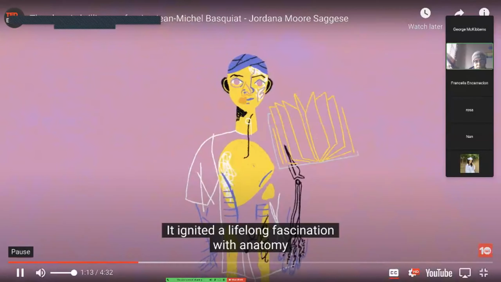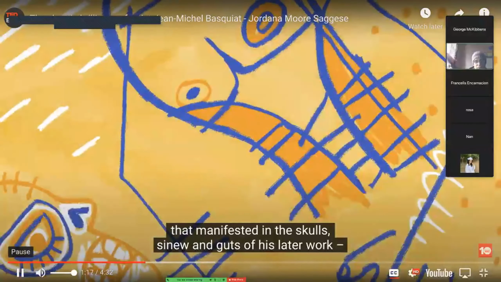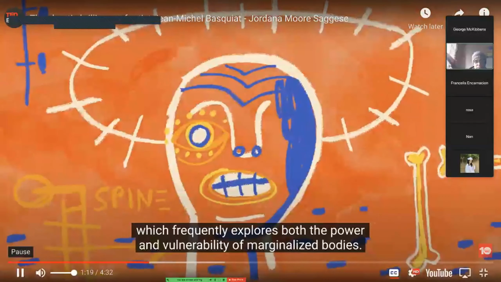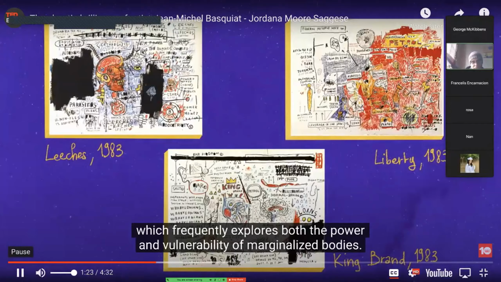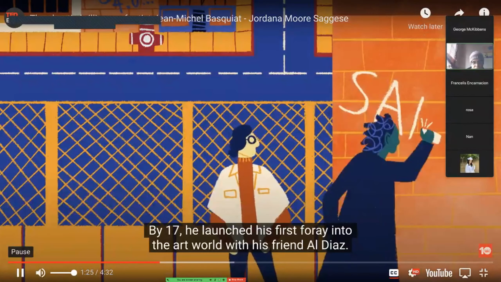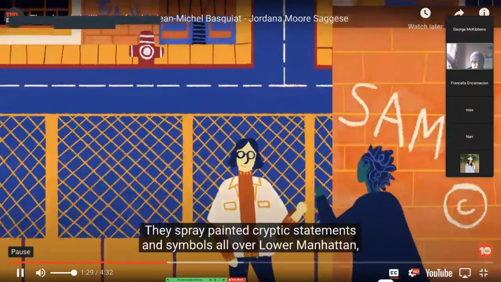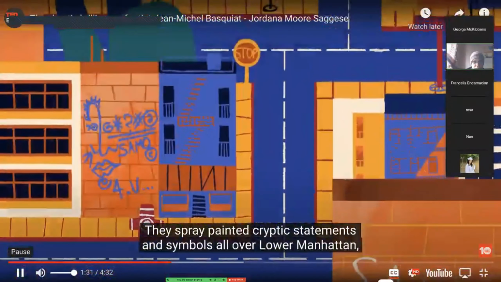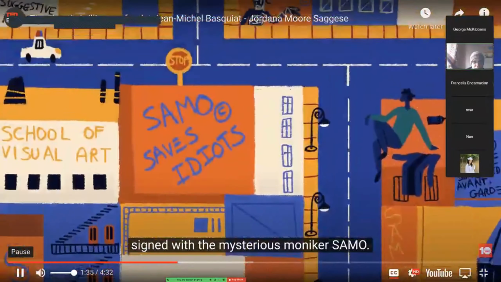It ignited a lifelong fascination with anatomy that manifested in the skulls, sinew, and guts of his later work, which frequently explores both the power and vulnerability of marginalized bodies. By 17, he launched his first foray into the art world with his friend Al Diaz. They spray-painted cryptic statements and symbols all over Lower Manhattan, signed with the mysterious moniker SAMO.